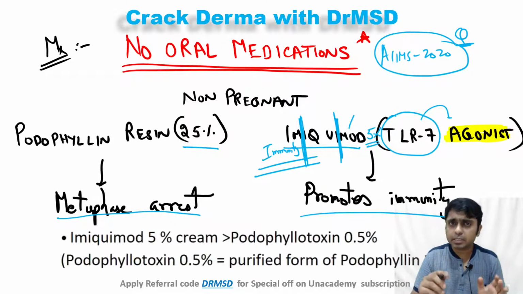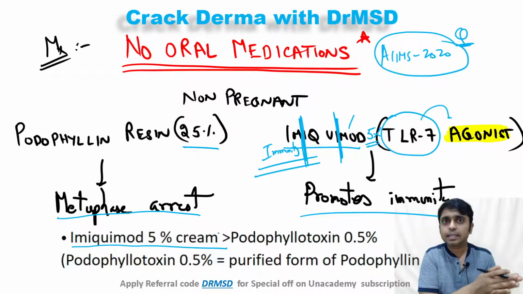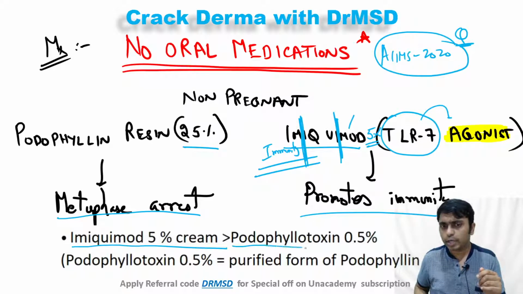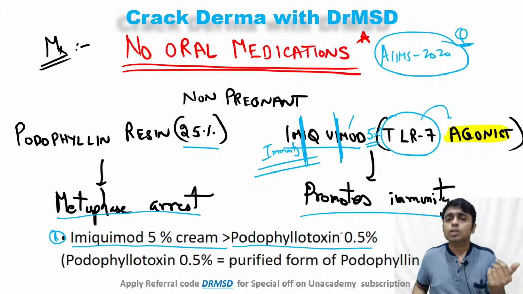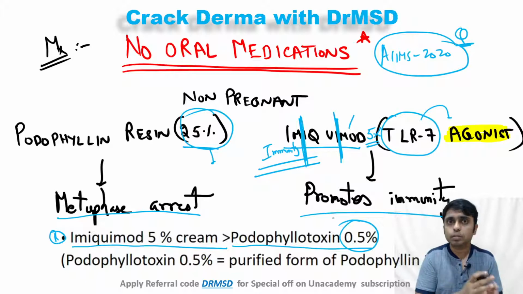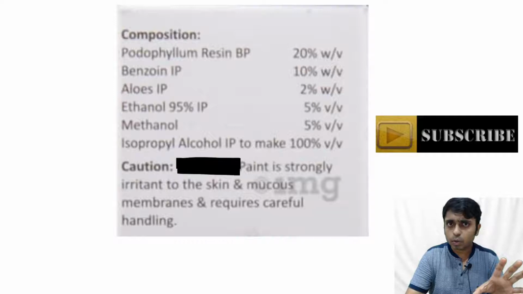And please remember, the preferred agent among these two is imiquimod 5% cream, but since it is a little bit on the costlier side, the patient usually cannot afford it, so we do recommend even podophyllin. But if it comes in the MCQ, please answer it as imiquimod 5%, which is preferred over podophyllin. The 25% podophyllin is going to be applied by the dermatologist or the patient, whereas the 0.5% can be used by the patient him or herself at home. This is how it is going to be available.